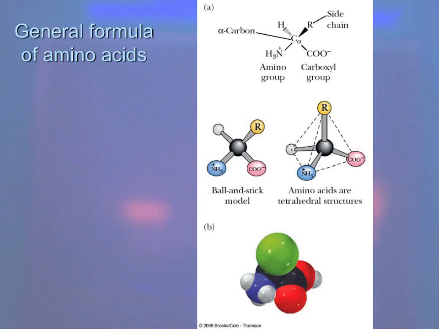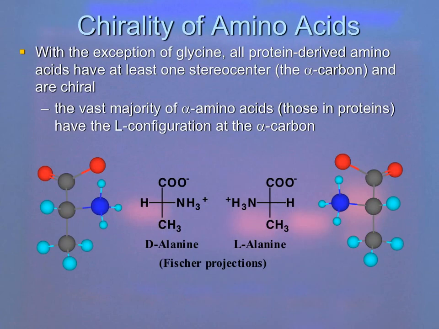What makes it special? Its R group is a hydrogen, so there are two hydrogens on the alpha carbon. It's the smallest, which makes it special. It's actually very important. But we're going to fix that in a moment. With the exception of glycine, all of them are chiral. There are a couple that even have two chiral carbons in them, so that makes them special.